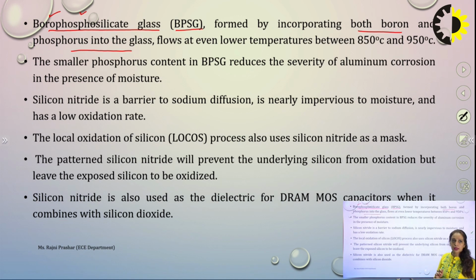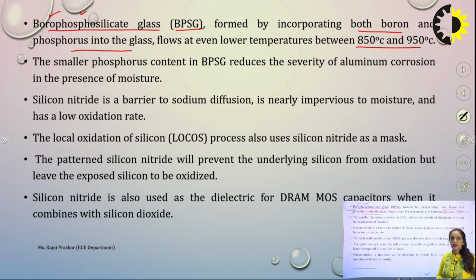Your previous material, PSG, is used at 950 to 1100 degrees C. This material allows flow in the temperature range 850 to 950 degrees C, and the smaller phosphorus content in the BPSG reduces the aluminum corrosion in the presence of moisture. So this will also help to reduce the corrosion possibility.